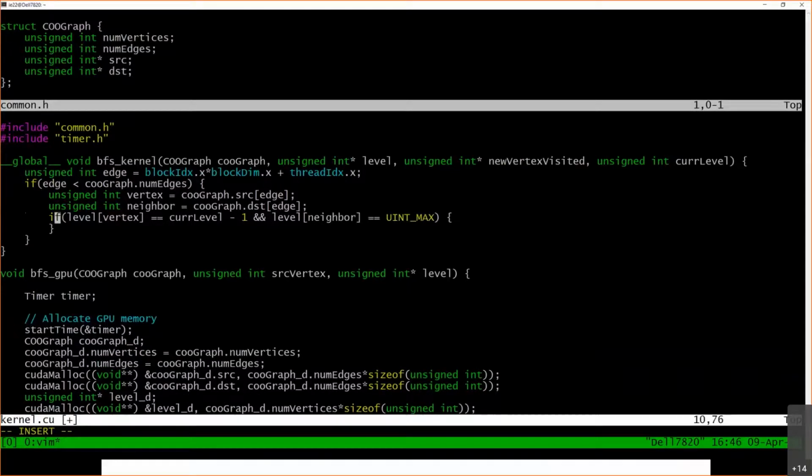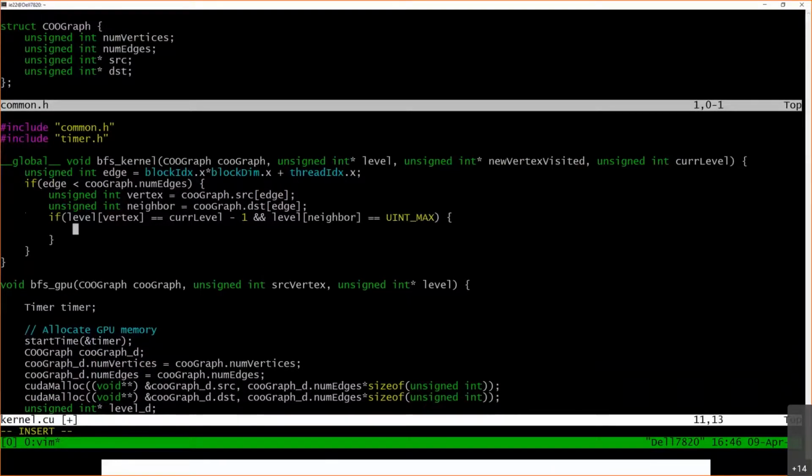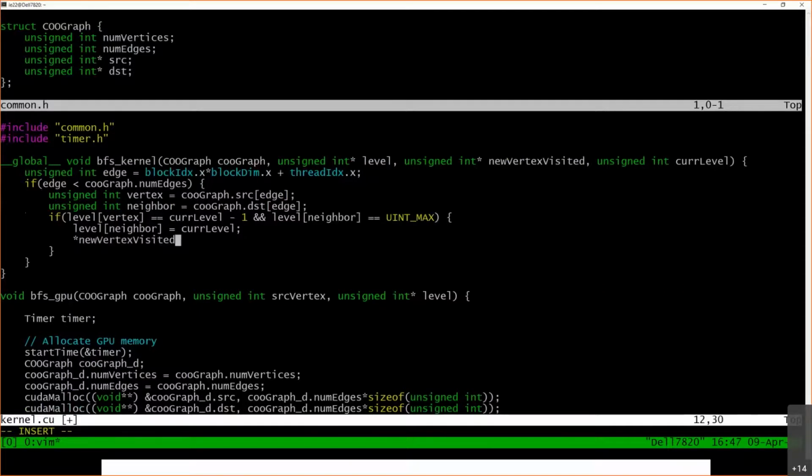And in this case, what I would like to do is mark my neighbor as being part of the current level. So I'm going to write level of neighbor is equal to the current level. And I need to, of course, set the flag that indicates that I visited a new vertex on this iteration, to make sure that I launch another iteration later on. So I'm going to set this flag to 1.